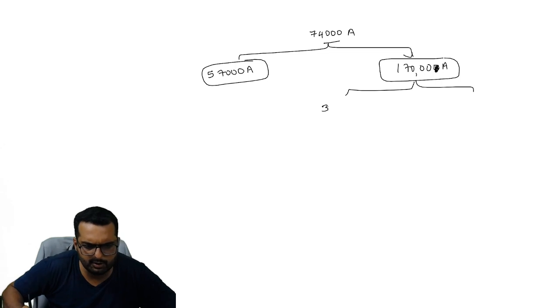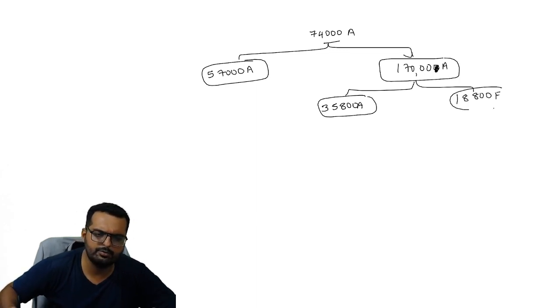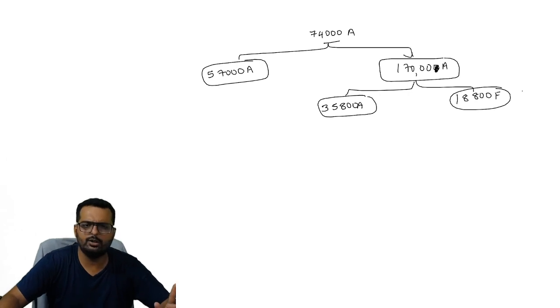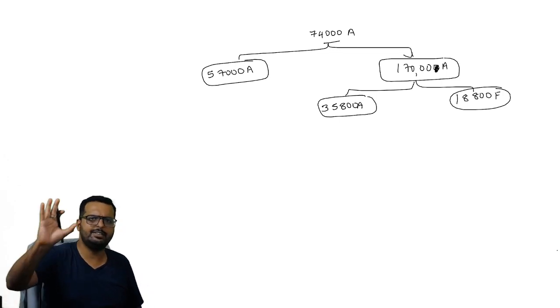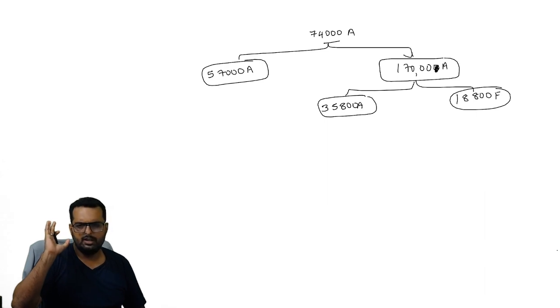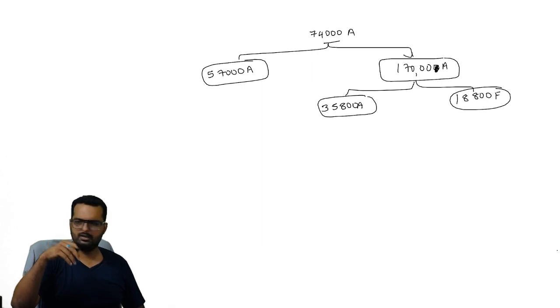Under this, you have 35,800 adverse. And the last one will be what? 18,800 favorable. Fine. If everybody is clear and done with this, are you thoroughly done? Because now I am going to teach you a concept which is very much important for the reconciliation table. Are you all done writing this? Anybody still writing, message ND right away. I will slow down, because then you will not get the flow once I go to the next part. I believe everybody is done.